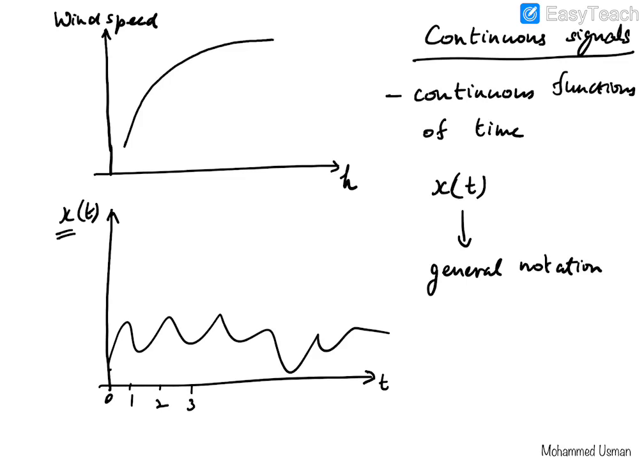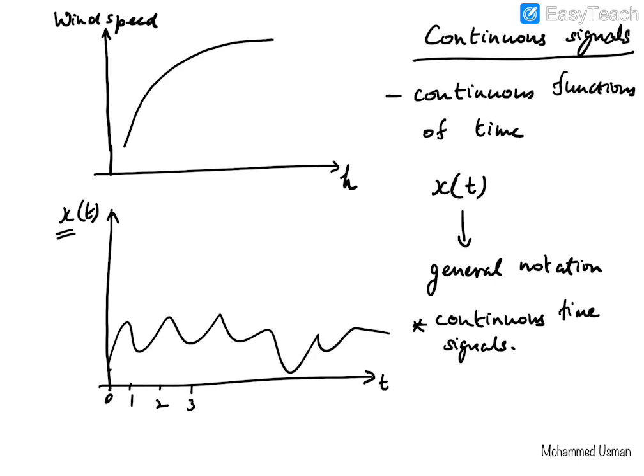Okay, so continuous signals are also called continuous time signals, because they are functions of time, so we will sometimes also refer to them as continuous time signals. Okay, so that's the first category of signals that we are going to discuss.